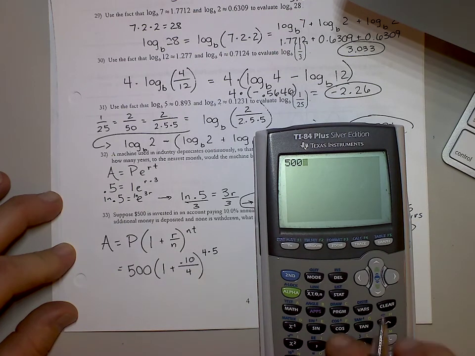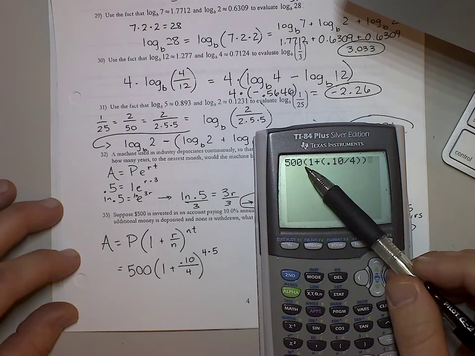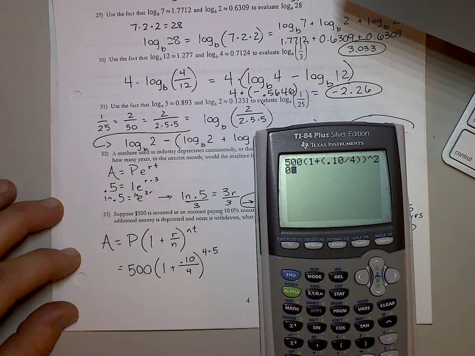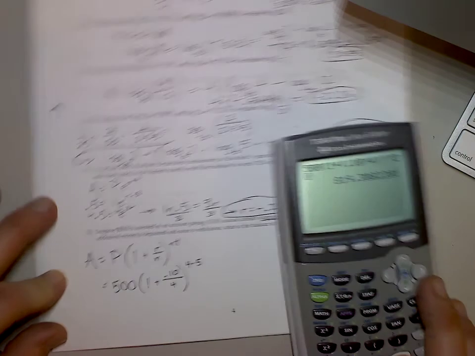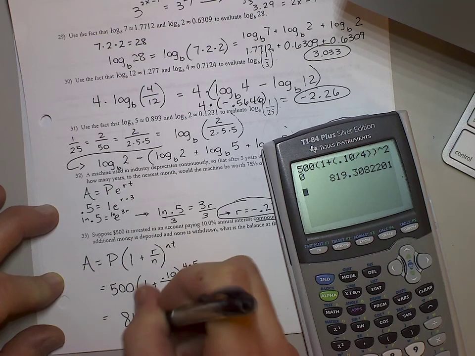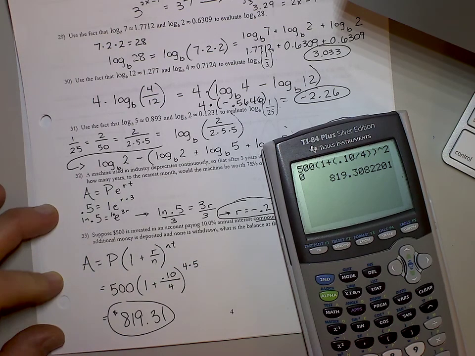We've got 500 times 1 plus, now this 0.1 over 4 I'm going to put in its own parentheses. Close those parentheses. Now I'm going to close the parentheses around the 1, and now I want to put this to the 4 times 5 power, which is 20, 20th power. So you find that, hey, after 5 years, you've got yourself $819.31. It's the end of the Chapter 6 review.